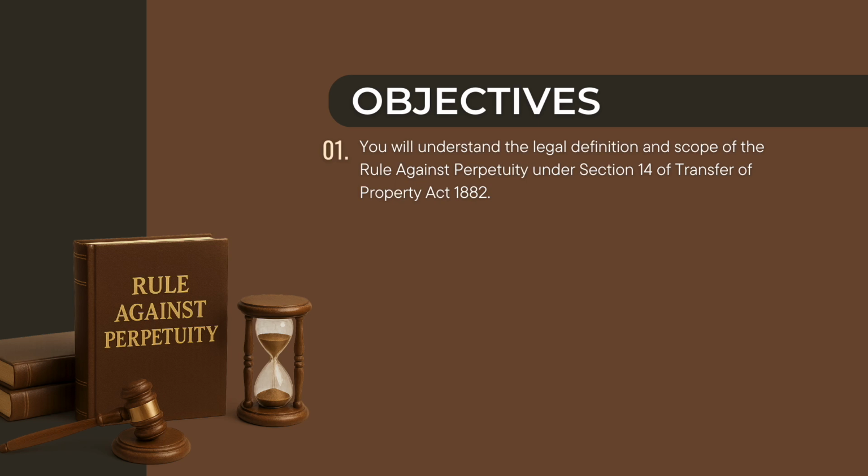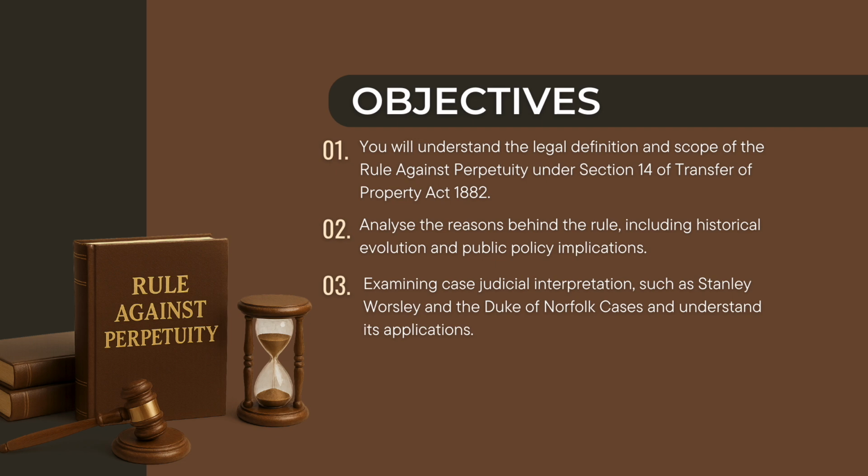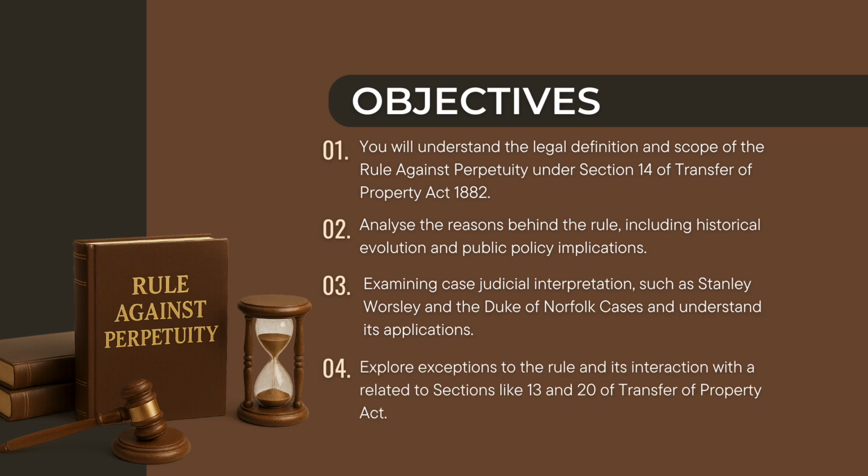By the end of this lecture, you will understand the legal definition and scope of the rule against perpetuity under Section 14 of the Transfer of Property Act 1882, analyze the reasons behind the rule, including its historical evolution and public policy implications, examine key judicial interpretations such as Stanley versus Lay and the Duke of Norfolk's case, understand its application, and explore exceptions to the rule and its interaction with related sections like 13 and 20 of the Transfer of Property Act.